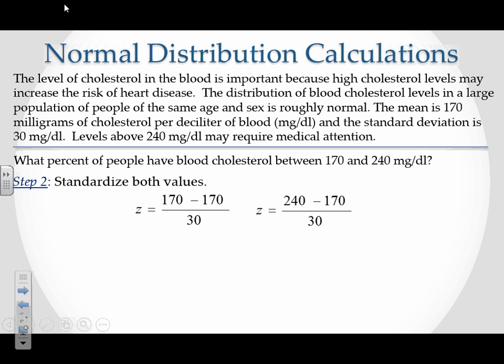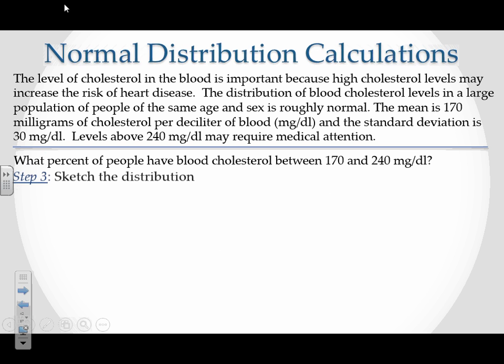240, what's our z-score going to be? 2.33, we just calculated that, right? So if it's something that you calculated in a previous problem, you don't need to do all the work for it, okay? So we know we're going to get 0 for our lower bound, and we're going to get 2.33 for our upper bound. We want to know what percent of our values fall between those two z-scores. Okay?